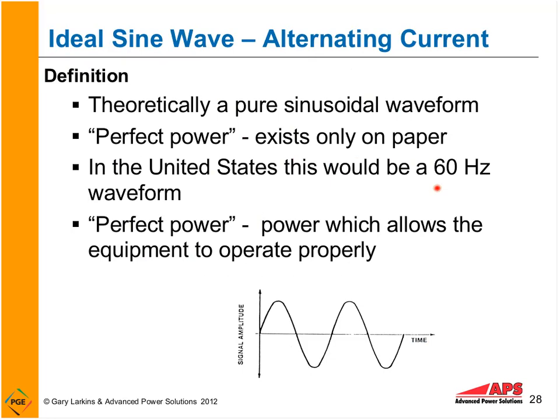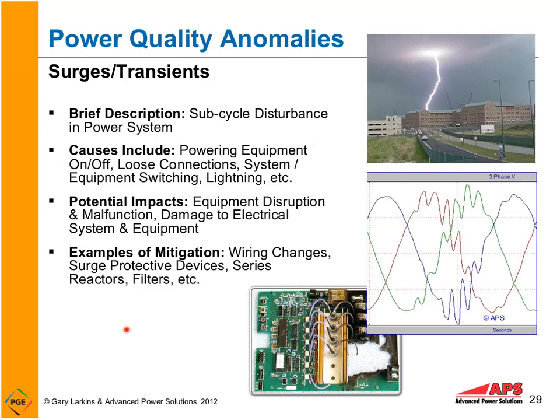So let's talk a little bit about power anomalies. What is an ideal sine wave? It's one that really makes the equipment work. Okay, there isn't perfect power, not out of a generator, not out of a UPS, but we can see here we have a sinusoidal waveform. Now let's look at some of the anomalies. We'll start with surges or transients.